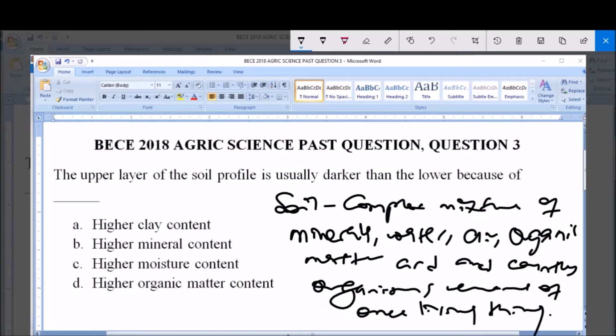As the topmost layer of the earth's surface, and it's capable of supporting plant lives. So soil is capable of supporting plant lives. Now, soil is made up of what? Minerals, water, air, organic matter, and also remains of organisms. And this soil, when you check soil profile, is actually divided into various layers.